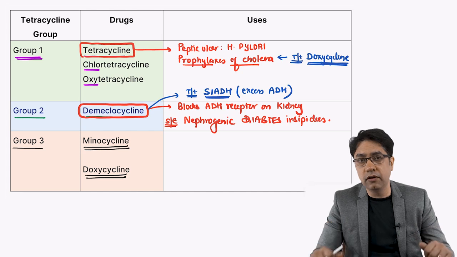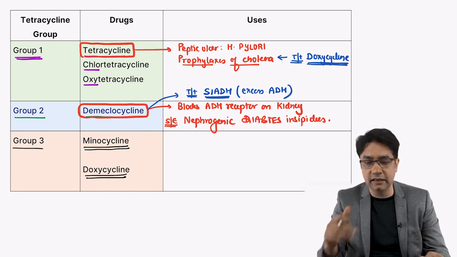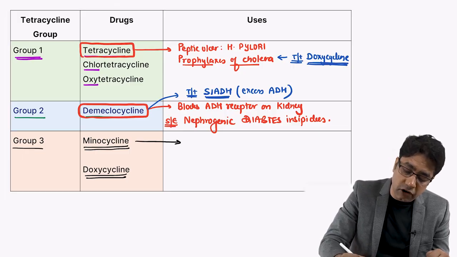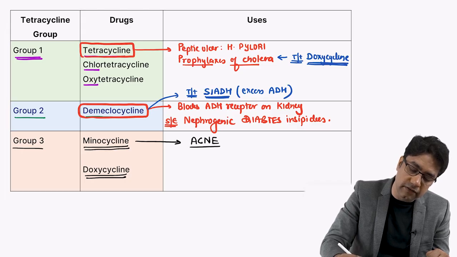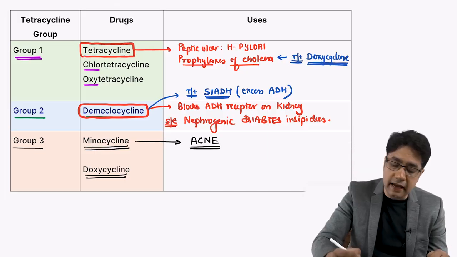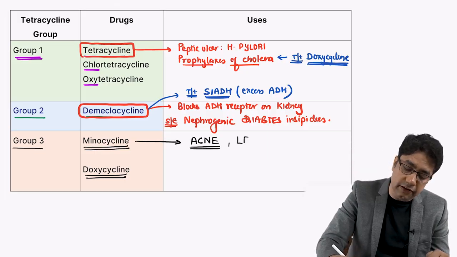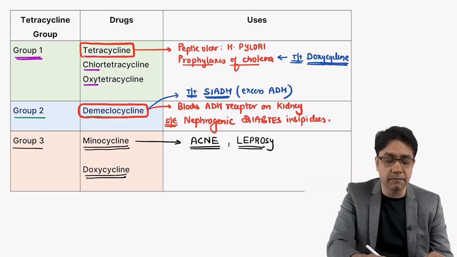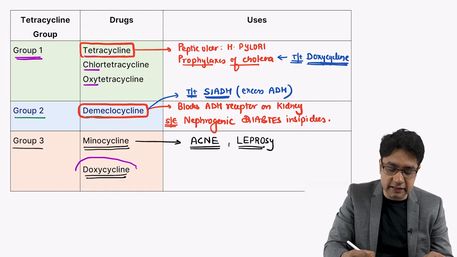Now, the two new drugs in this group, minocycline and doxycycline. Minocycline, just remember, it is given for the treatment of acne. So it's an oral drug given for the treatment of acne. And it is also given in the treatment of leprosy. Then we have doxycycline. The most important drug we have is doxycycline.